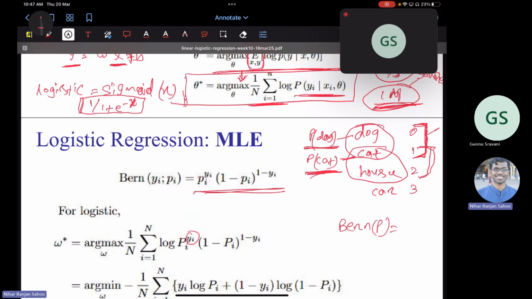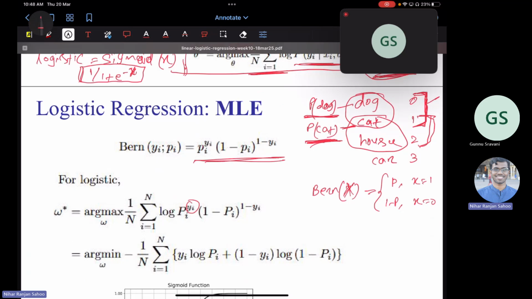So let me rewrite this. Bernoulli of x, where the random variable is x: it is p if x equals 1, and 1 minus p if x equals 0. This is the PMF of Bernoulli. If the class label 1 occurred yi times, it is p to the power yi, and if class 0 occurred some xi times, it is 1 minus p to the power xi. This is the PMF of Bernoulli we know.